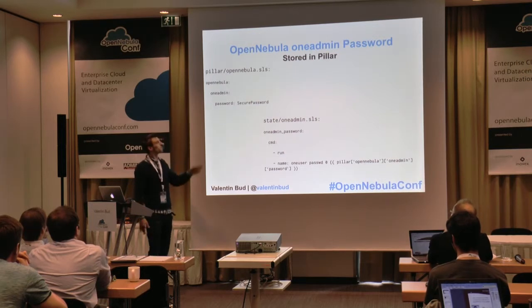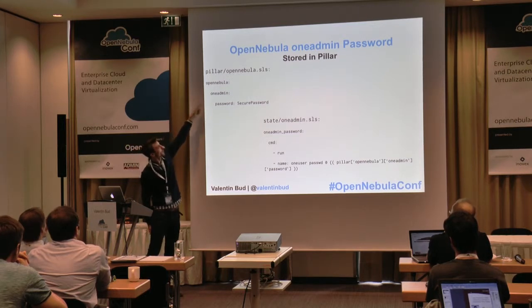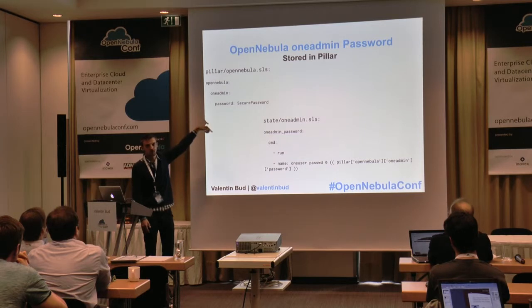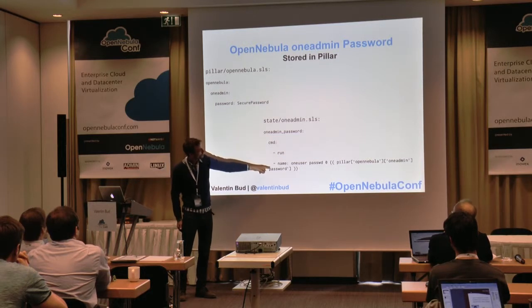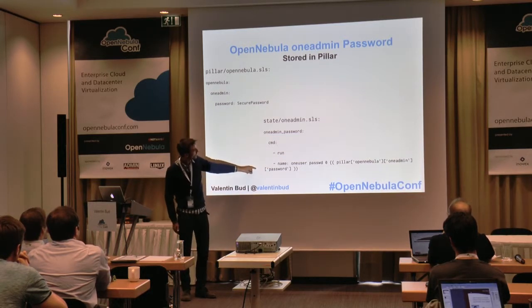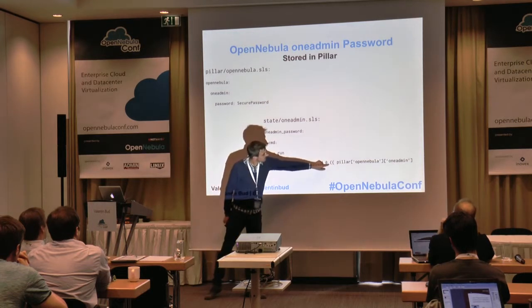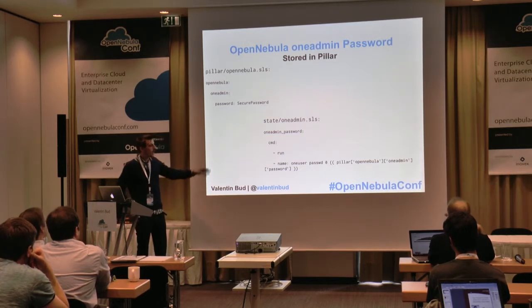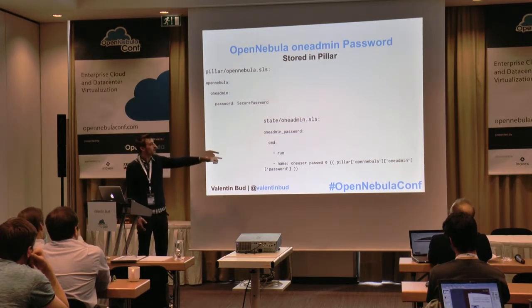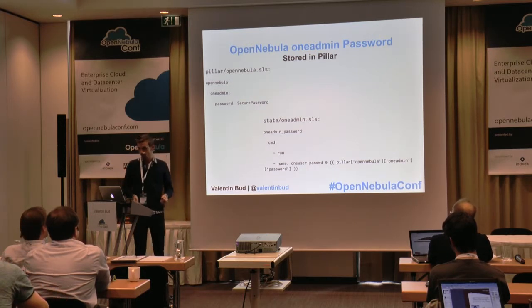I'm going to show you an example with the oneadmin password. The oneadmin password is stored in an OpenNebula dictionary under oneadmin password. The secure password, please, not this one, another. And then we access it from within our state file with this command, pillar.get opennebula oneadmin password. These braces tell the renderer that what follows is Jinja. It goes into the pillar, takes the password, replaces it there, and executes the command, oneuser passwd, and changes the password for the user oneadmin from OpenNebula.